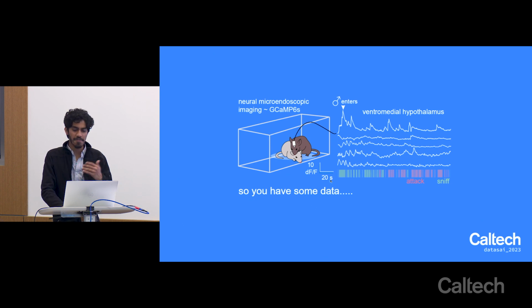And simultaneously, you often also have some sense of what the animal is doing. In this case, we've annotated using different pose estimation methods. We've gotten a sense of when the animal is sniffing and when it's attacking, right? So we want to make sense of this kind of data.